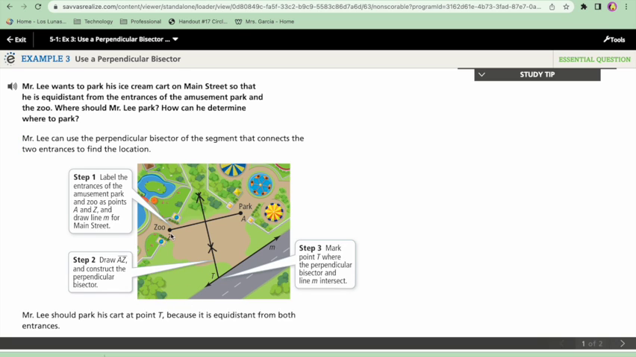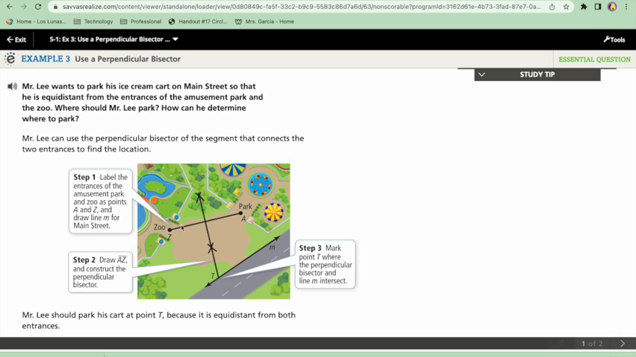That is overwhelming. Okay. Step 1, label the entrances of the amusement park. So we don't need to write all of these words. I just want you to label the entrances of the amusement park and the zoo as A for the amusement park and Z for the zoo. And we're going to put dots there and we're going to draw a straight line. Then we're going to take our compass and we're going to draw a perpendicular bisector. You don't need 4 different points. You just need 2 points to be able to draw it.